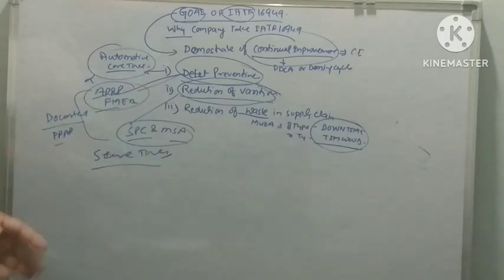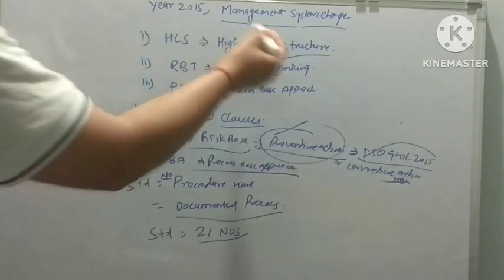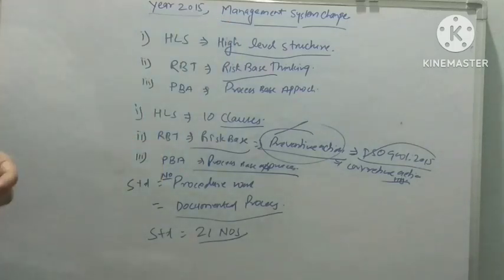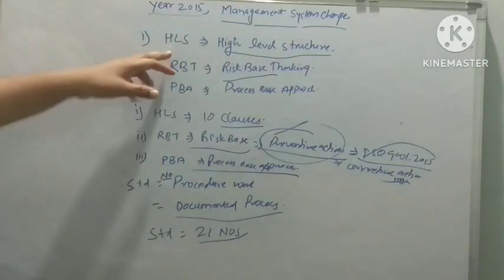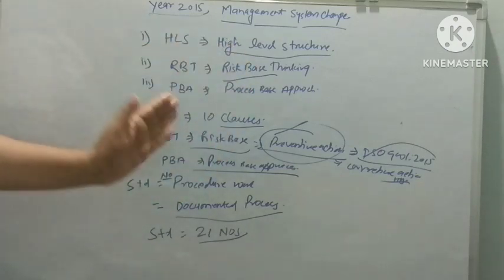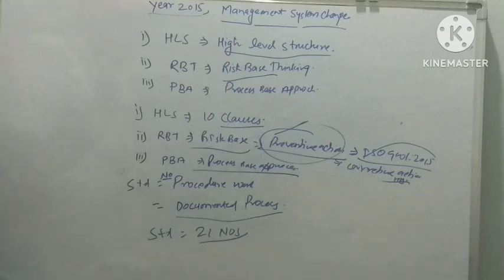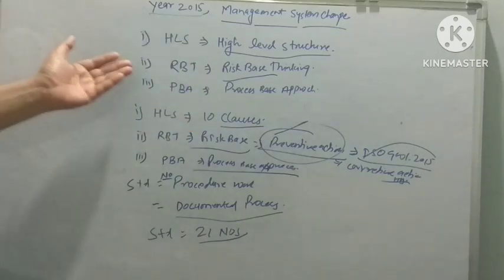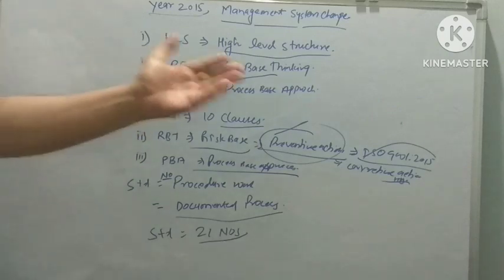Next point, we will discuss the changes which occurred in the year 2015. There are 3 changes in 2015. First is HLS, high level structure. Second is RBT, risk based thinking. And third is PBA, process based approach. So the management system talks about these three changes: HLS, RBT and PBA.